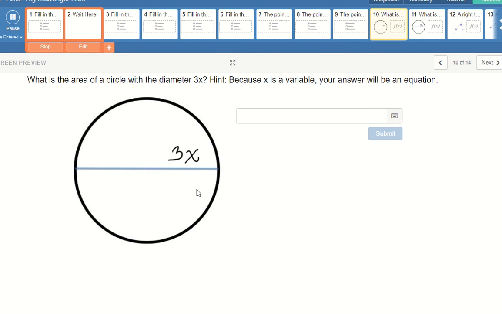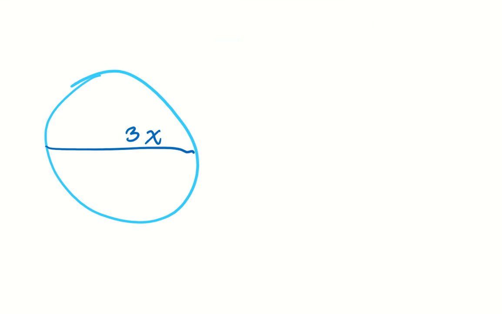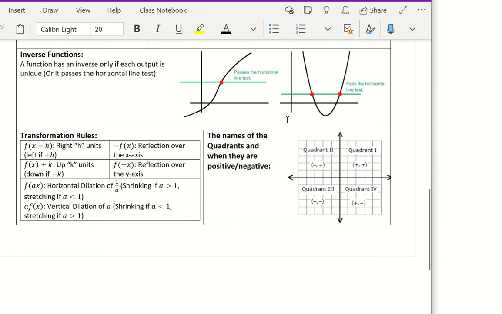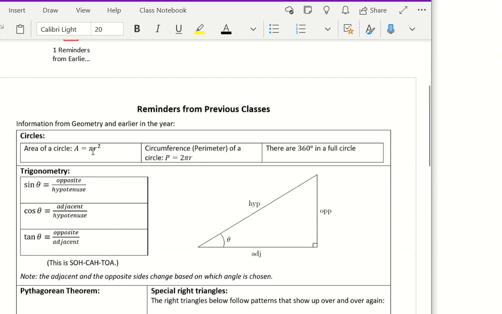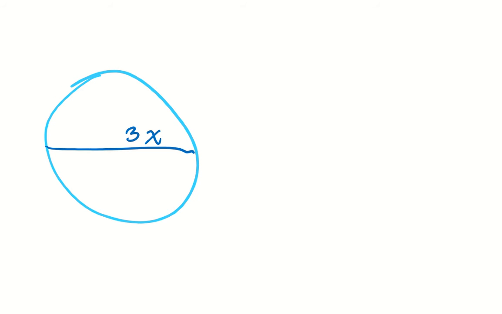All right, now we're going to start doing a little calculations, right? So what is the area of a circle with diameter 3x? Hint, because x is a variable, your answer is going to be an equation because we could always plug in anything for x. So we've got a circle with diameter 3x. Remember, we can find it in here. The area of a circle is A equals pi r squared. So we've got A equals pi r squared.